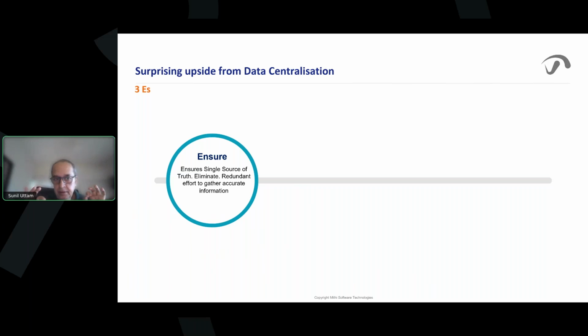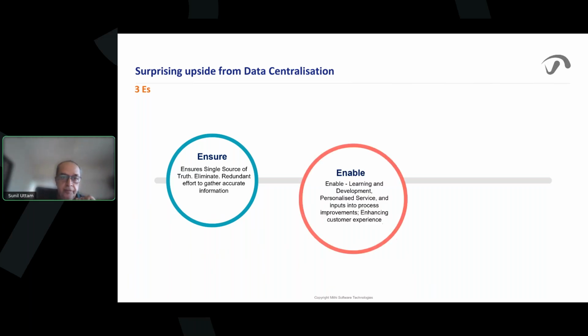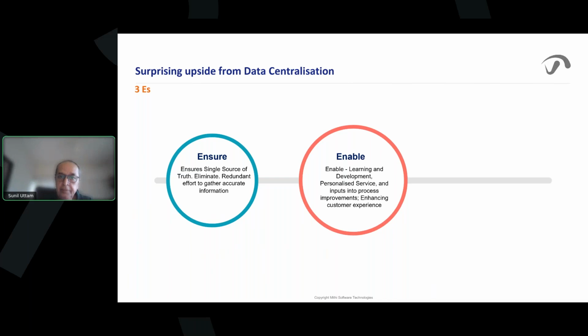It gleams, it's polished, it's the truth, right? So the first E. The second is it enables, because you centralize the archive, it enables L&D, professional services, inputs to improvement. Imagine I can go and search in the archive and find out what challenges people are facing and drive those into improvements, right? To enhance customer experience or the business posture and whatever, new initiatives, new markets.